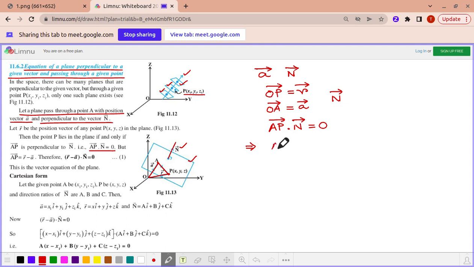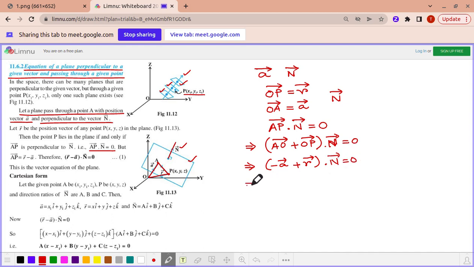So vector AO plus vector OP, that is actually the AP vector. So that vector dot n vector is equal to 0. Now what is AO? OA vector is A, that means AO vector is minus A. So minus A vector plus OP vector, which is R vector, dot n is equal to 0.